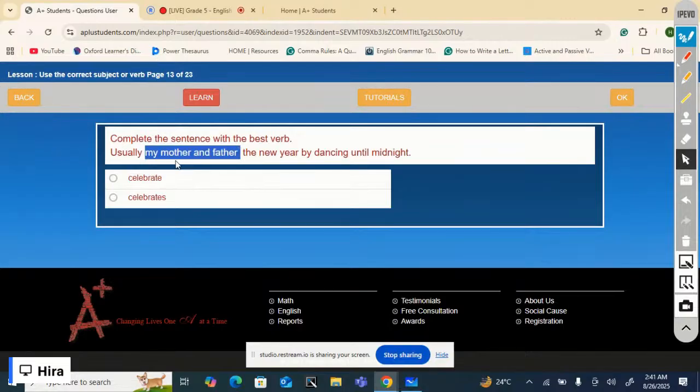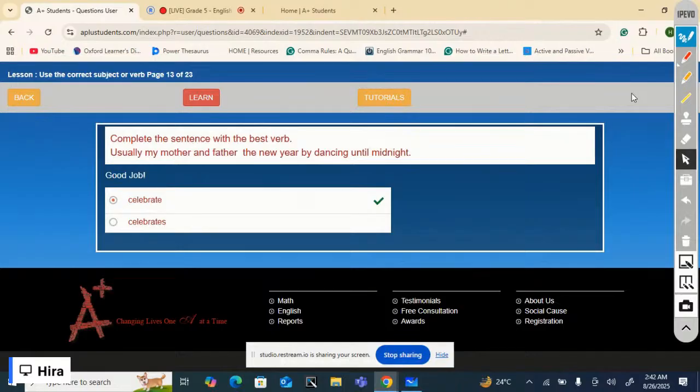Okay, so my mother and father is a plural subject, and yes, it is, which means more than one person, two persons actually. So, plural subject, use a plural verb. First one, celebrate, second one, celebrates. A plural verb does not end in s or es. So, first one, celebrate. My mother and father celebrate the new year by dancing until midnight. Option one, yes, good.